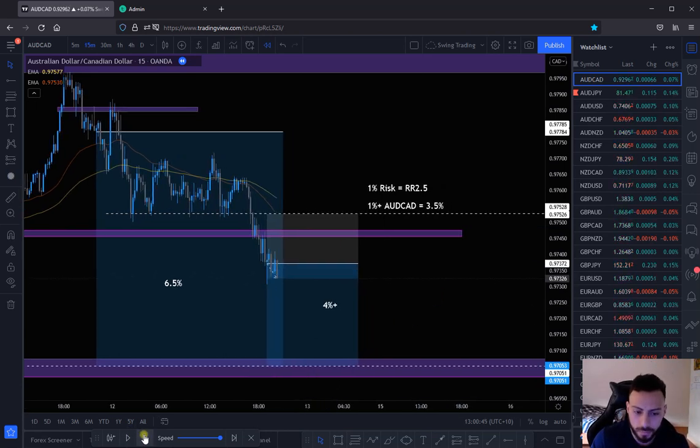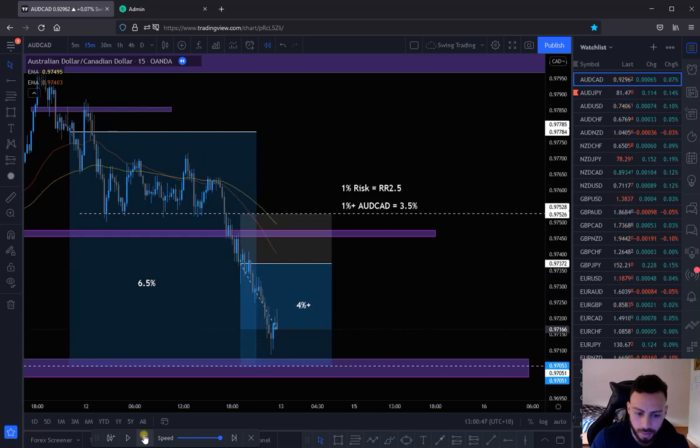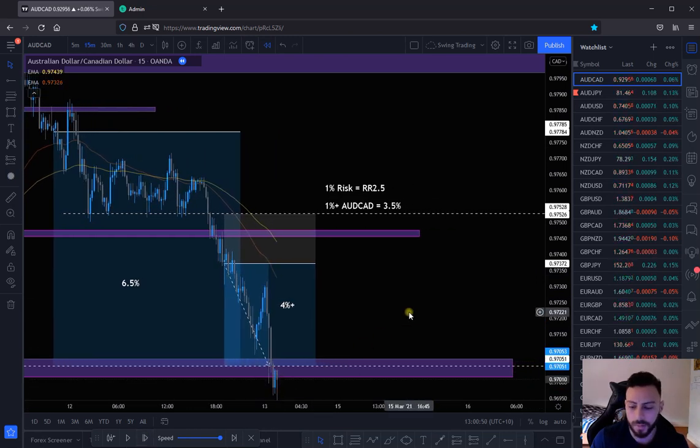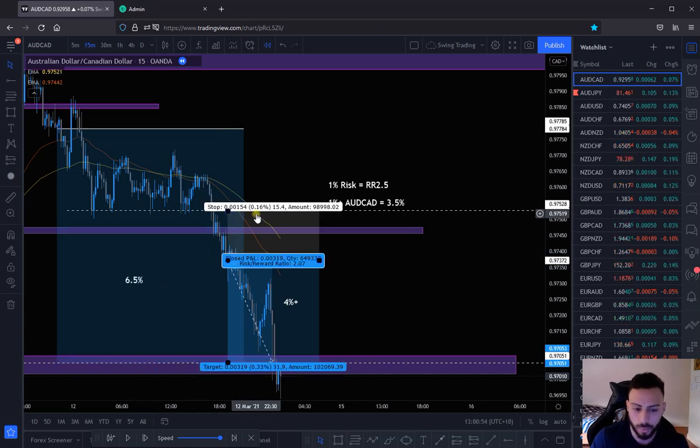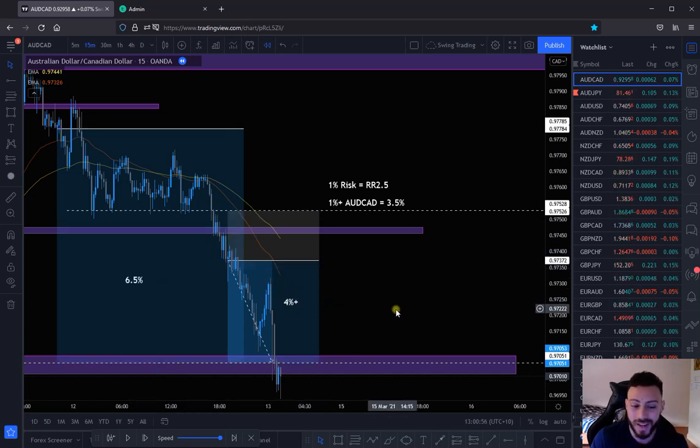And I enter the position, price comes down, comes back up, take profit hit. Okay, now I could have made it 6.5, but because I scaled in with 2.5, I made an extra 4%. So I made an 11.5% trade off one trade, 11.5% gain off one trade.